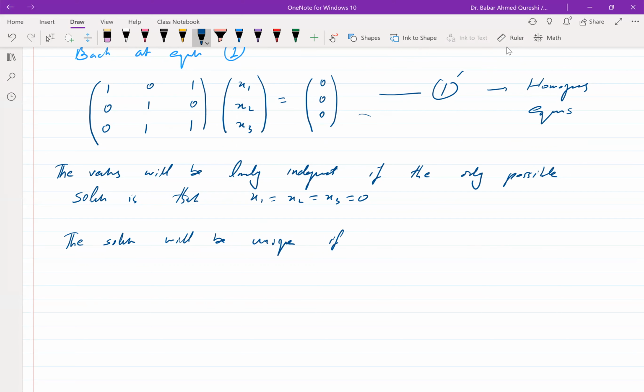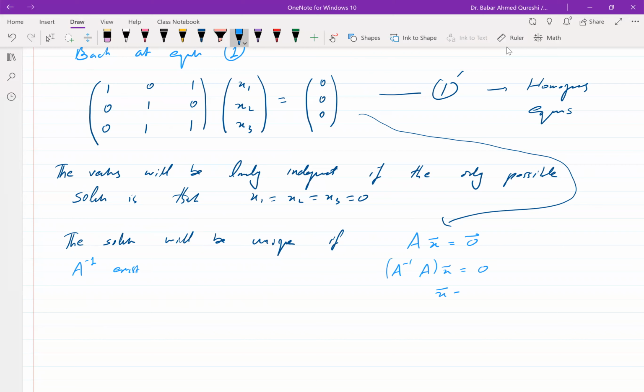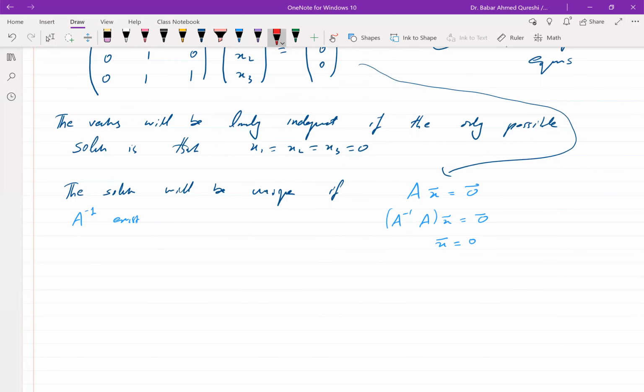If I write this equation like this, so if A inverse exists, what will happen? Then this will tell me that X is necessarily equal to zero. So the solution will be unique if A inverse exists. So all I need to do is, A inverse will exist if the determinant of A is not equal to zero. So all I have to do is take this matrix and check its determinant.